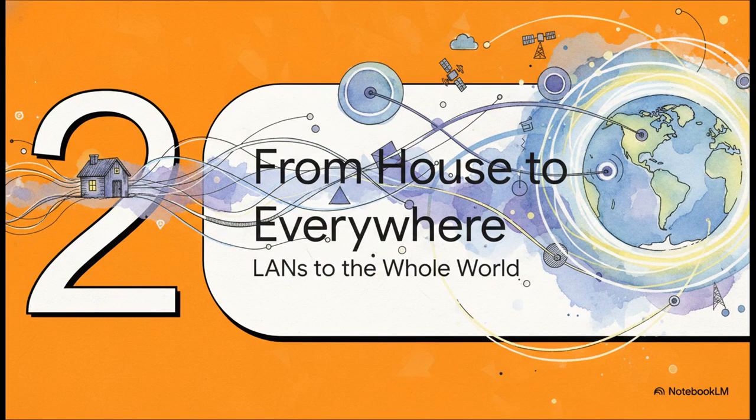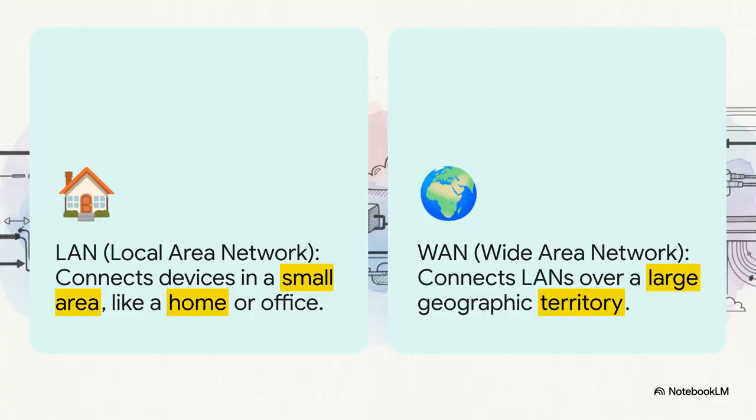Okay, so we've got our little corner of the universe figured out, our LAN. But how does that local network connect to, well, the rest of the planet? It's time to zoom out, way out, from your house to literally everywhere else. And that brings us to our next big idea. If a LAN is like your house, then a WAN, a wide area network, is like all the roads and highways connecting every single house in the world.